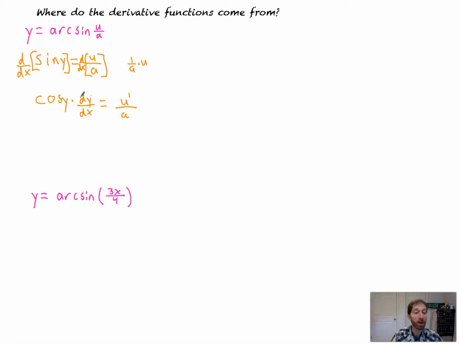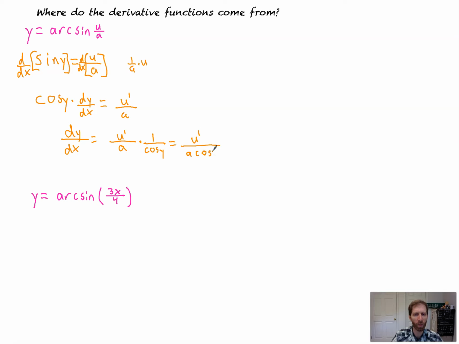All right, now from here, we're going to solve for the derivative. dy/dx is equal to u prime over a. We'll divide both sides by cosine of y. Dividing by cosine is the same as multiplying by 1 over cosine. And so neatening that up, that's u prime over a cosine y.